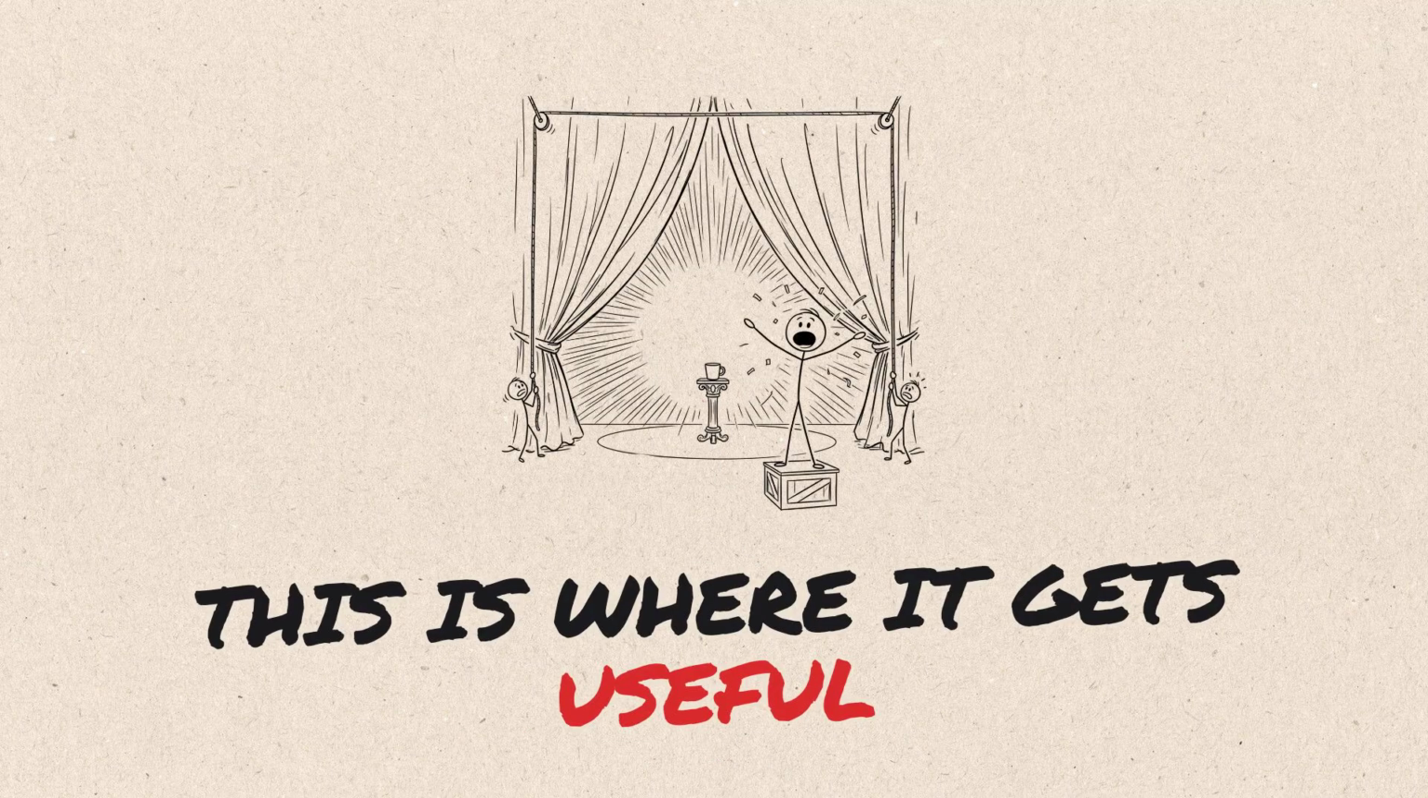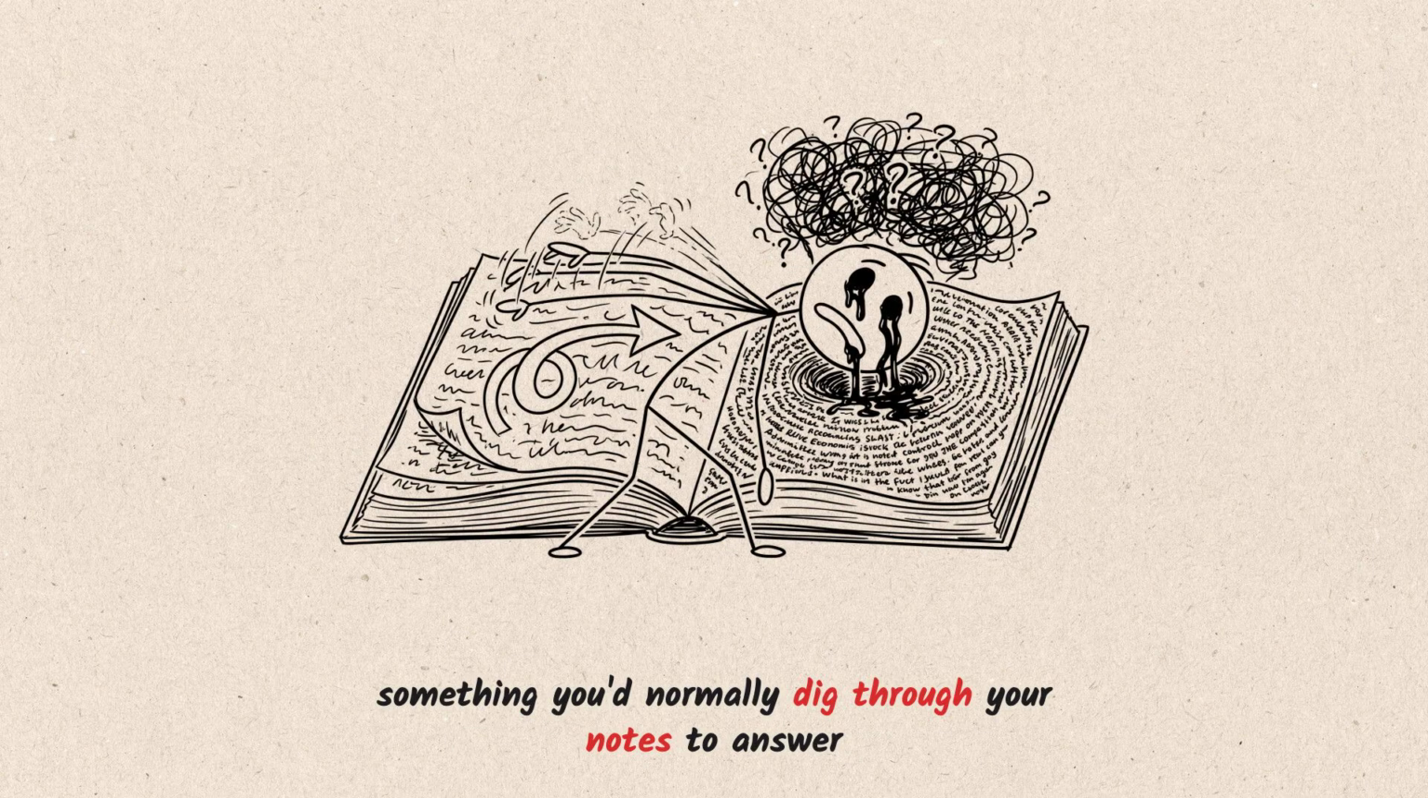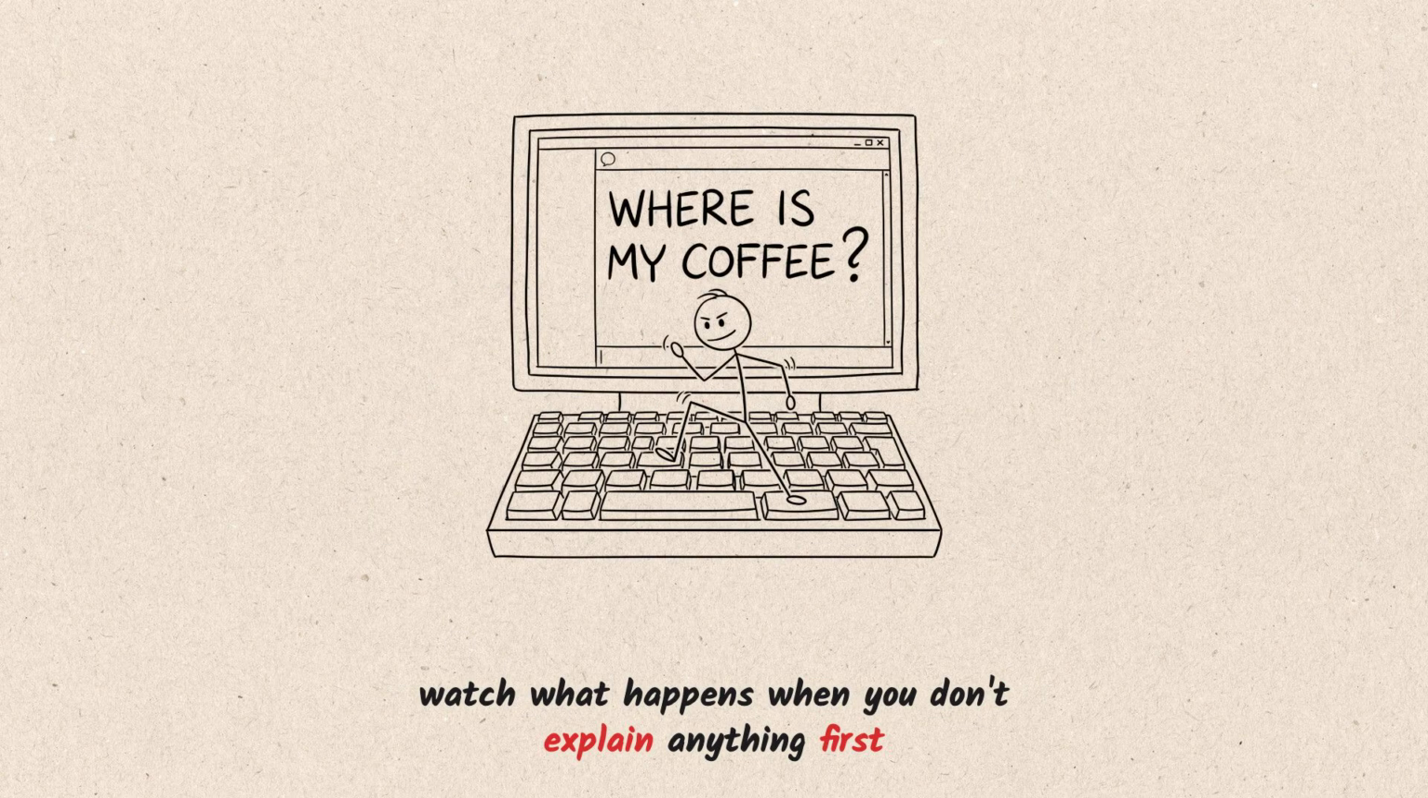Now watch what this actually unlocks, because this is where it stops being a filing cabinet and starts being useful. Open a new chat inside the project, a fresh one, no context pasted in. And just ask a real question. Something you'd normally have to dig through your own notes to answer. Watch what happens when you don't explain anything first. You type this straight in.